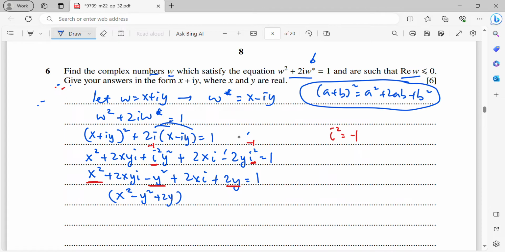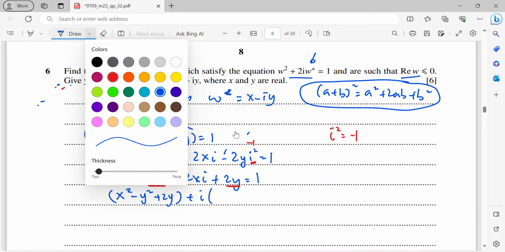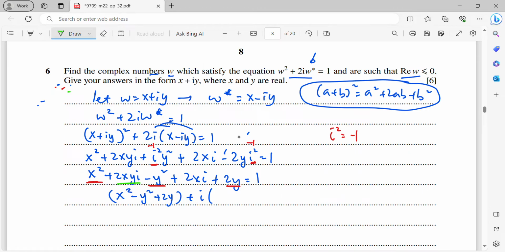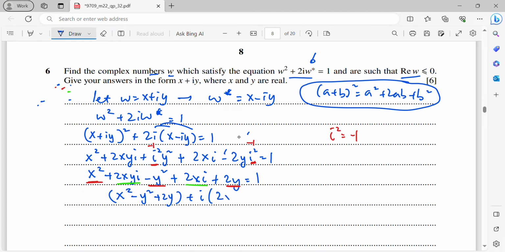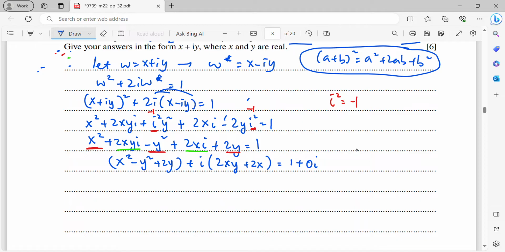That's my real part. And my imaginary part will be 2xyi plus 2xi. Then for the right hand side, instead of 1, I will write 1 plus 0i. Okay, then now I will compare. So x squared minus y squared plus 2y is 1 on the right hand side. Then for the imaginary part, I will get 2xy plus 2x equals to 0.